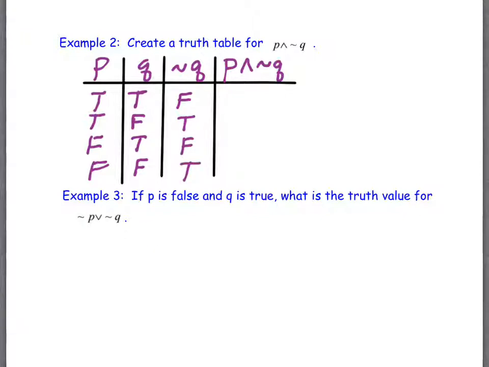Now what we're going to do is take this column with P and this column with tilde Q, and combine them with the idea of an AND statement. When is an AND statement true? When both statements are true.